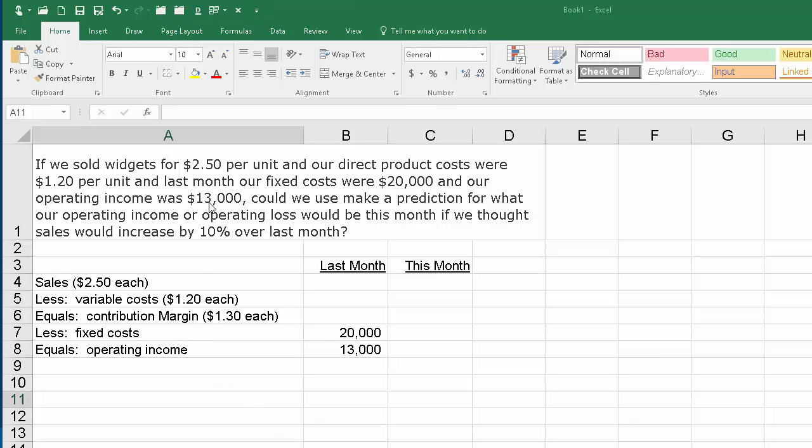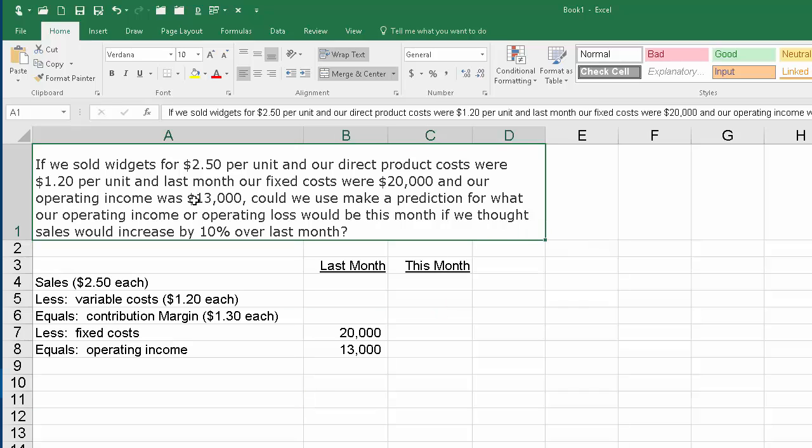Okay, so here's the problem in front of you. If we sold widgets for $2.50 per unit and our direct product costs were $1.20 per unit, and last month our fixed costs were $20,000 and operating income was $13,000, could we use this information to make a prediction for what our operating income or operating loss would be if we thought sales would increase by 10% over last month?